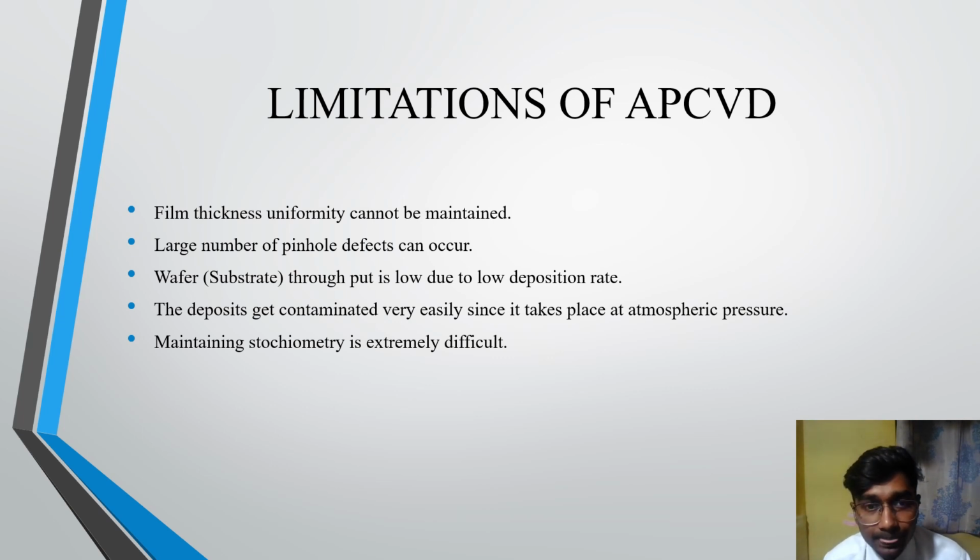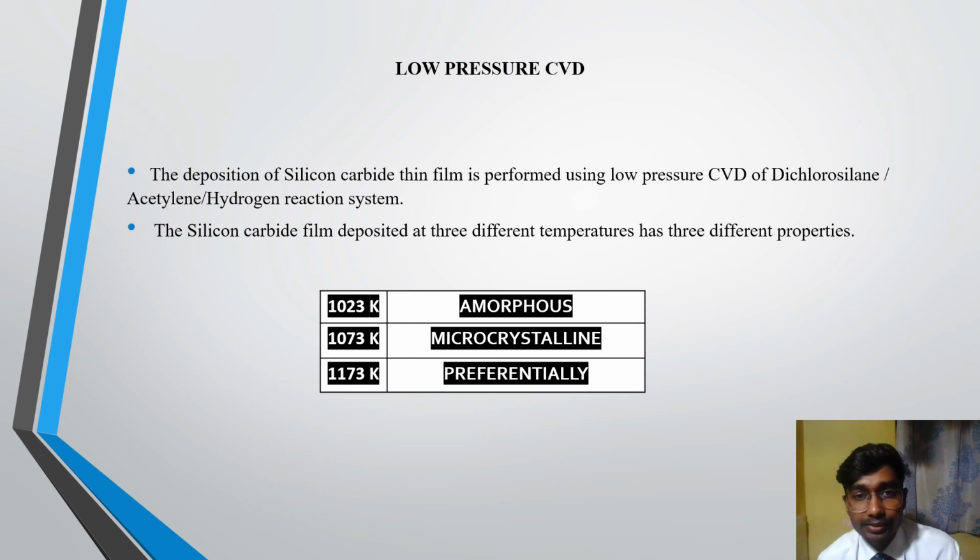And the next point is lower pressure CVD. The decomposition of silicon carbide thick film is formed using a lower pressure CVD hydrogen reaction system. The silicon carbide film depositions at three different temperatures have three different products: at 1023 Kelvin, amorphous; at 1073 Kelvin, microcrystals; and at 1173 Kelvin, polycrystalline.